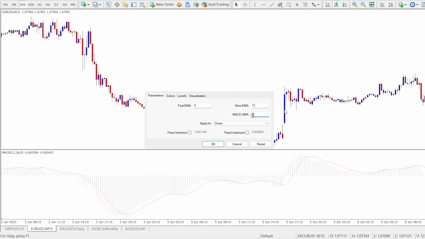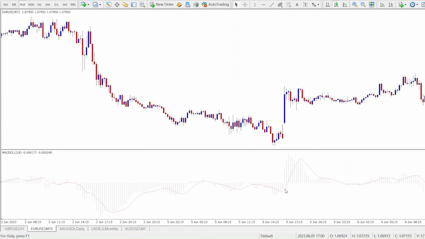The faster 5 period and 13 period averages make the indicator more sensitive to short-term price action, which is crucial for scalping and day trading. On the other hand, the 8 period signal line smooths out the noise but still keeps it responsive enough for quick decisions. Okay, so we're just going to be loading that to the chart and you can see the difference, right?